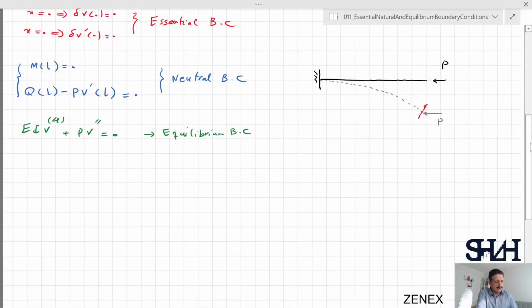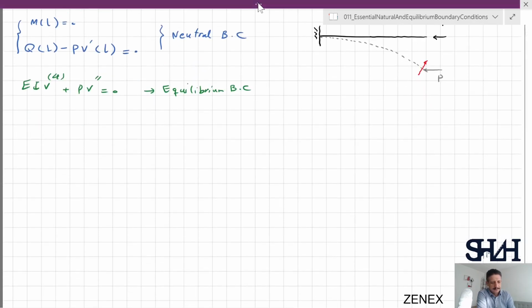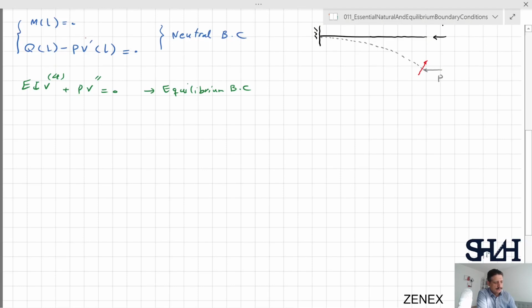Now, if we look at the equilibrium boundary condition, it is of order 4. So if you solve this differential equation, you will have 4 unknown parameters A, B, C, and D. And if we look at the essential boundary conditions, here we have 2 essential boundary conditions, and also 2 natural boundary conditions. So we have 4 boundary conditions and 4 unknown parameters that we have to find out. Whatever the beam is, you will have the same concept. So let's try something else, for example, just to understand how it works.